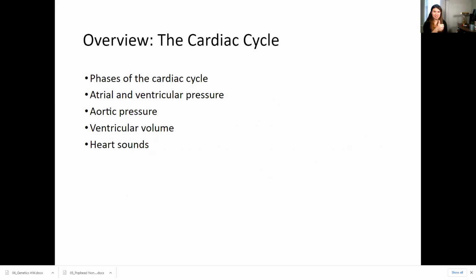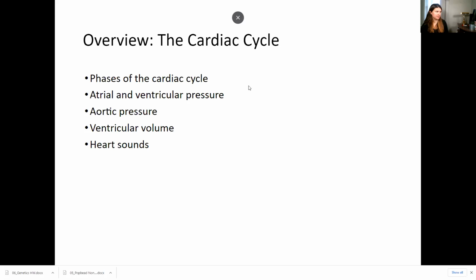So the cardiac cycle, the overview for this. We're going to go through the phases of the cardiac cycle. We're going to go through the pressure in the atria, but really we're going to be focusing on the pressure in the ventricles. The other place that pressure is going to be really important, and we're going to talk about it really specifically, is in the aorta. We're going to have some neat properties of the aorta that allow it to basically maintain blood flow through the whole body, even while the heart is basically paused. And that's going to have to do with the pressure in the aorta.